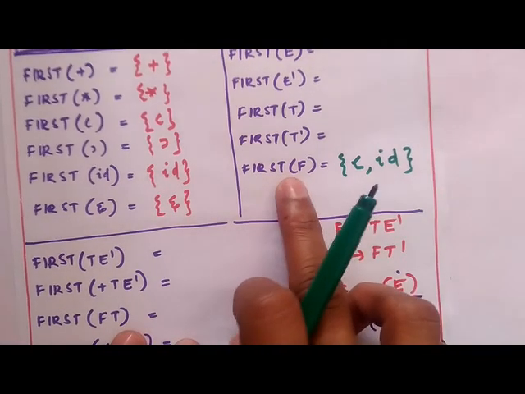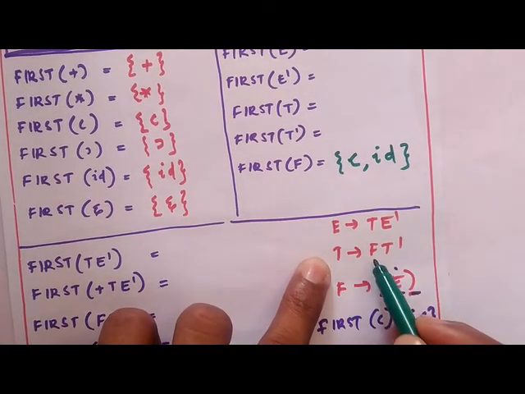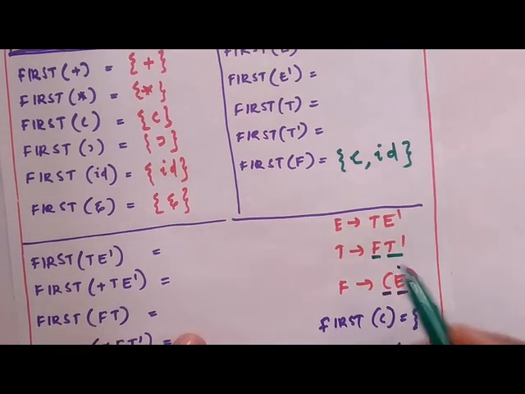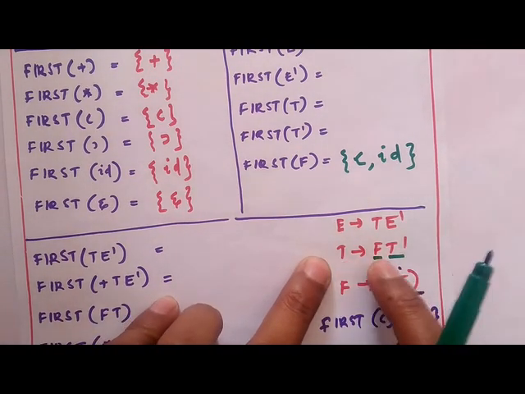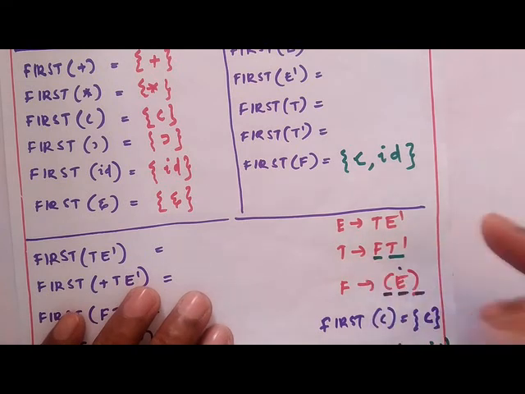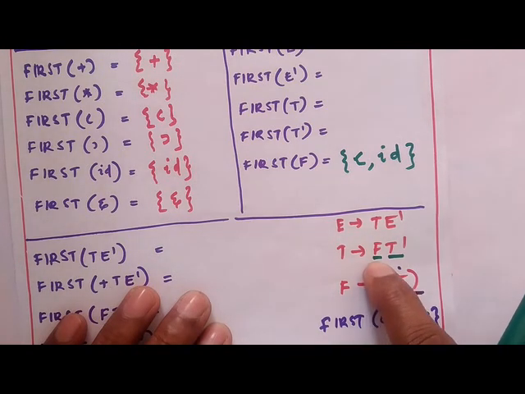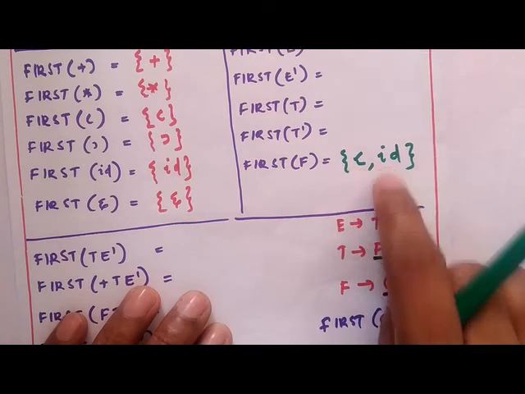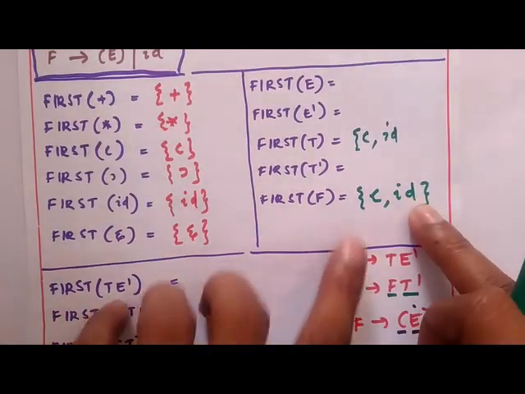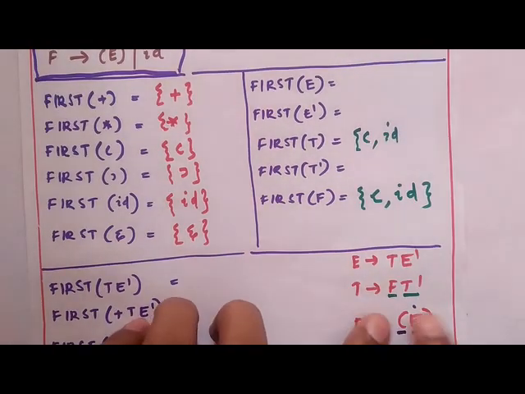Okay, next one. Once we compute first of F, we can try to compute first of T, because T gives F T dash. So this is Y1, this is Y2. Computing first of T, we need to compute first of F and first of T dash, and we already computed first of F, which is left bracket and ID. Then the rule says first of T contains everything in first of F except epsilon. Everything in first of F is left bracket and ID, except epsilon, because epsilon is not there, so no need to remove epsilon. So left bracket and ID belong to first of T.